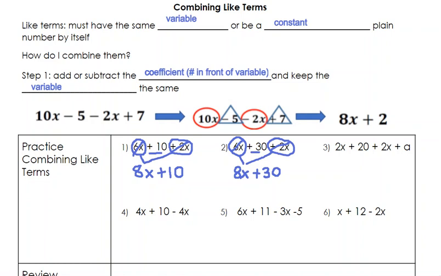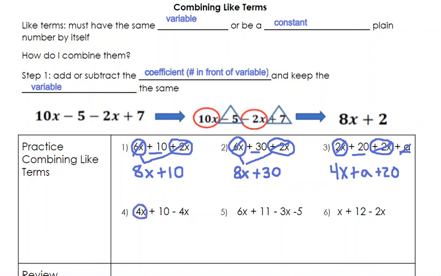All right, let's try number 3. Number 3, I have 2x and 2x. These are both x's, so I can combine those, and that'll give me 4x. So we combine those. Let's see what else I have. Well, I see I have an a. There's no other a's, so I can't combine that with anything. So I'm just going to bring down that plus a. And then that's gone. So now I have that plus 20. Can I combine that with anything? No, there's no other just numbers, so I just bring that down. And that's my final answer.